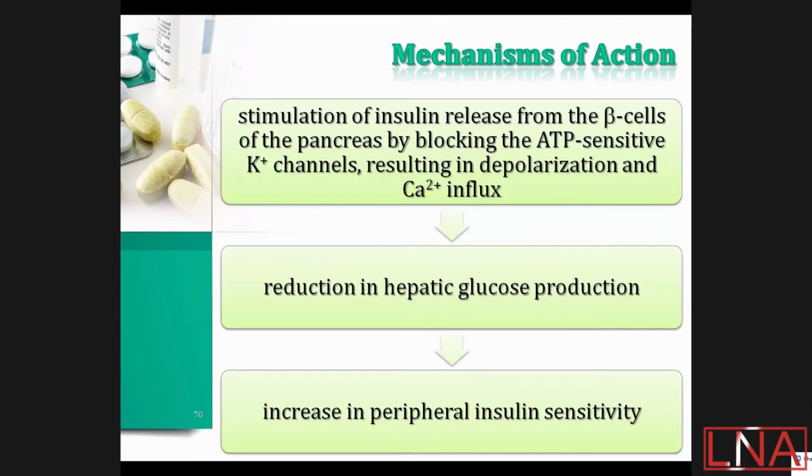How do they work? First of all, they stimulate beta cells of the pancreas by blocking ATP-sensitive potassium channels, and as a result there is depolarization and calcium ion influx. The final result is increased insulin release from the pancreas. Next way is reduction of hepatic glucose production. And the final way of effect is an increase in peripheral insulin sensitivity. Don't be surprised, you saw sulfonylureas in different sites in the previous scheme.